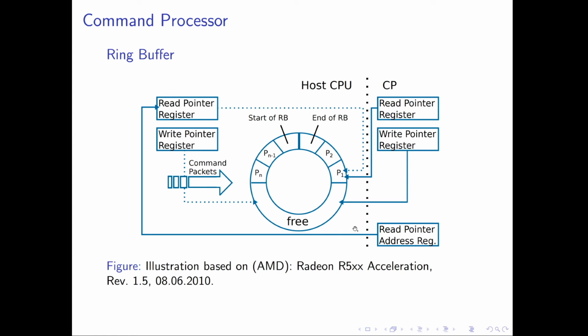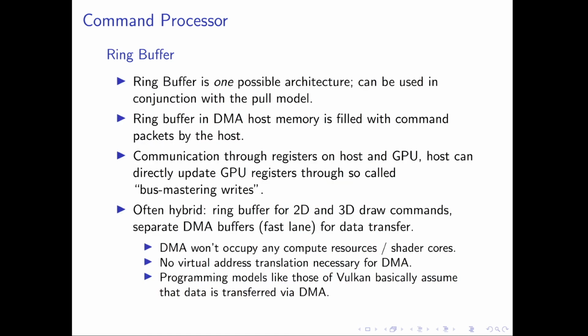And then the question is really who's faster? Is the CPU faster at updating the pointer to the new data, or is the command processor faster at chasing the two pointers until they are the same and the command buffer is empty? This is a bit of documentation that we can actually find out there. This is one way to implement this type of communication between the kernel mode display driver and the command processor. The communication here goes through registers on both the host and the GPU, and the CPU is able to directly update those GPU registers, and those accesses are so-called bus mastering writes.